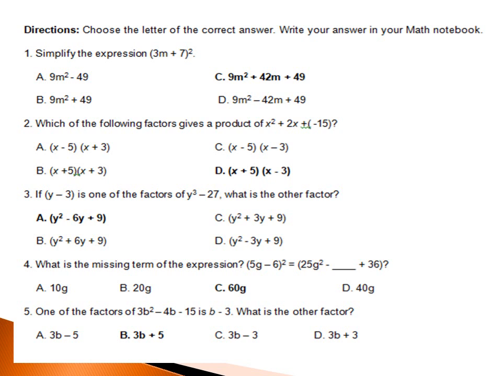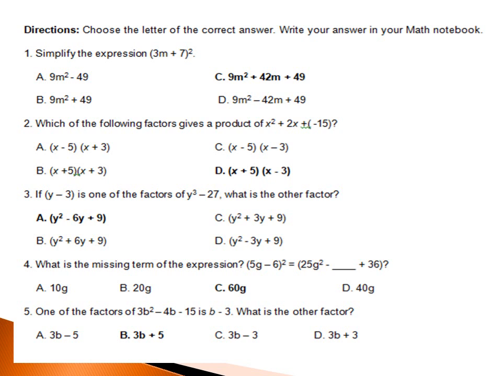Okay, letter C. So, this time, the square of the binomial has 3 terms. So, we have 3m raised to 2, that is 9m squared. Then, twice the product of the first term and the second term. So, 7 times 3m, that is 21m, times 2, that is 42m. So, the middle term is positive. Then, square the last term, that is 49. So, the answer is 9m squared plus 42m plus 49.